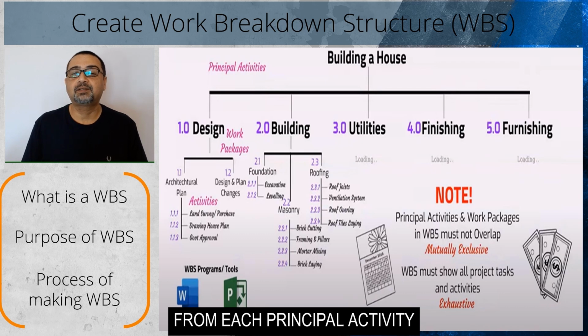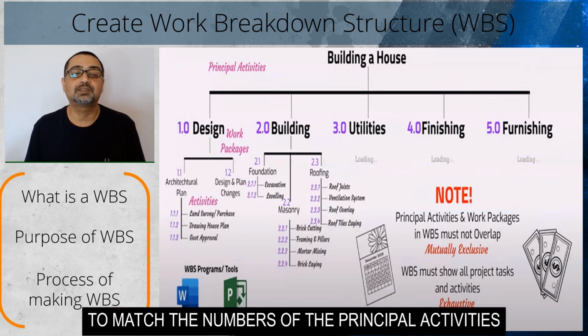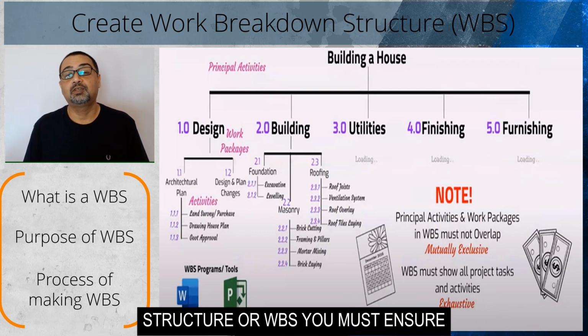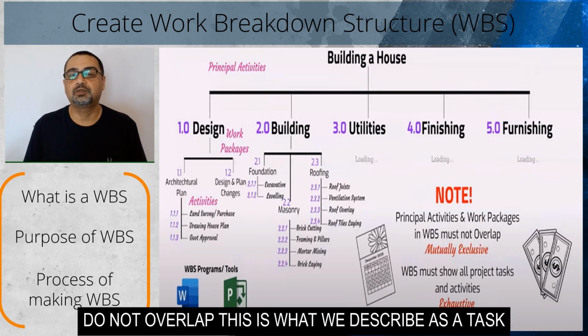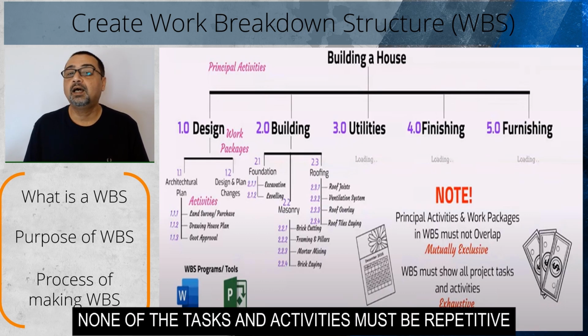From each principal activity, the tasks within are subnumbered to match the numbers of the principal activities. When developing the work breakdown structure, or WBS, you must ensure that each principal activity and subtask does not overlap. This is what we describe as a task being mutually exclusive. Further, none of the tasks and activities must be repetitive.